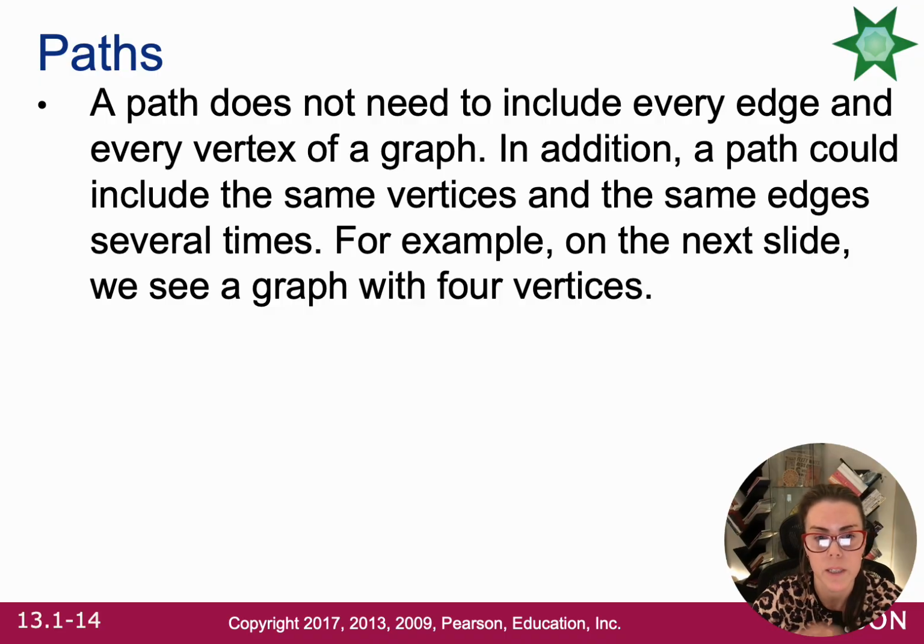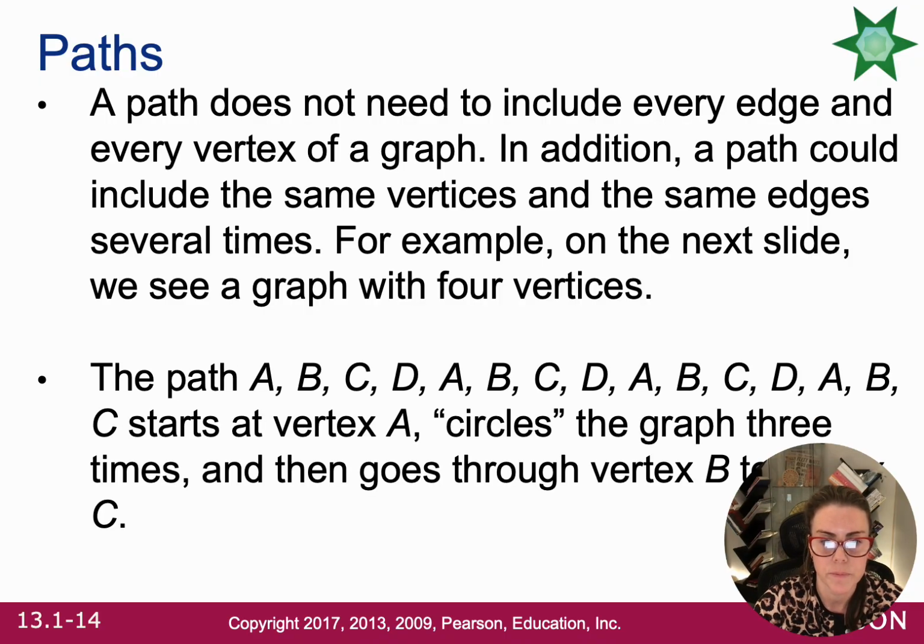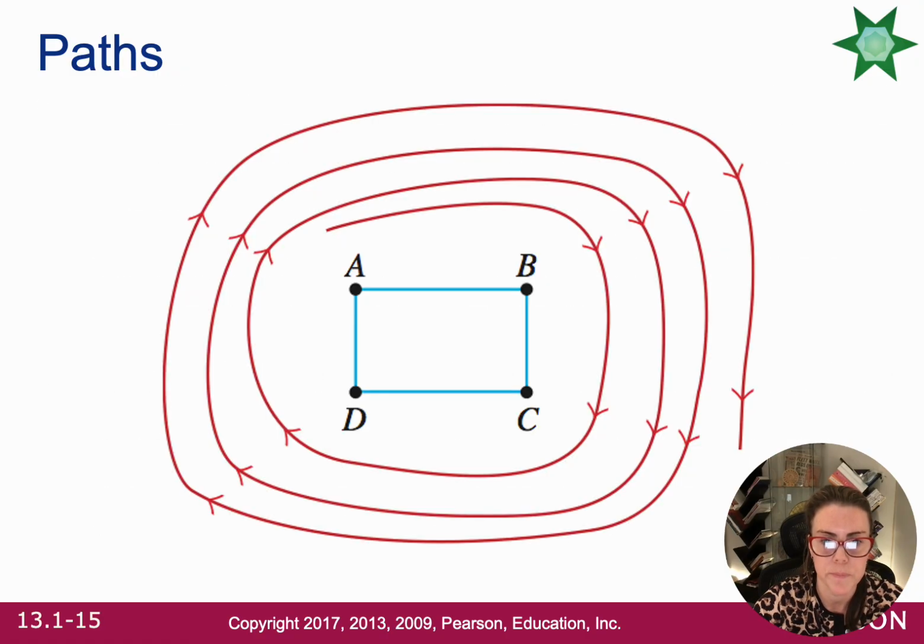For example, on the next slide, we can see a graph with 4 vertices. The path A, B, C, D, A, B, C, D, A, B, C. Okay, so going around, it's this one. So you can keep going around. That's also considered a path.